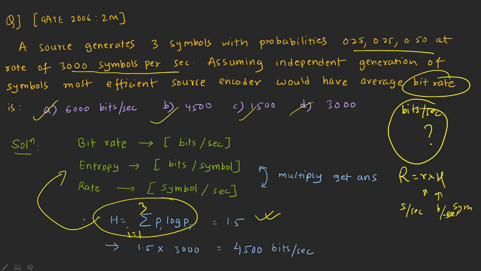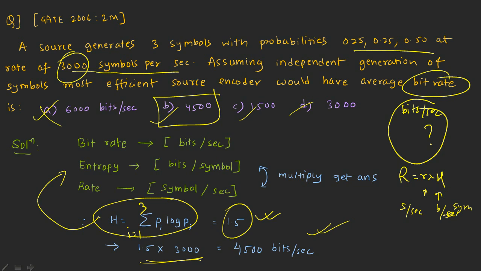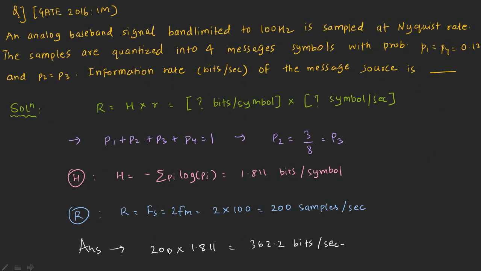Moving forward, small r is given as 3000, so multiply that with entropy. Final answer, 1.5 into 3000, answer is 4500 bits per second. So the answer is B. B is the correct option. A is wrong, C is wrong, D is wrong. So in this way you can solve the sum if you know the information rate video correctly, and that's why I said always please watch my basics video. Once you know that, surely any question you can solve, that's my guarantee.